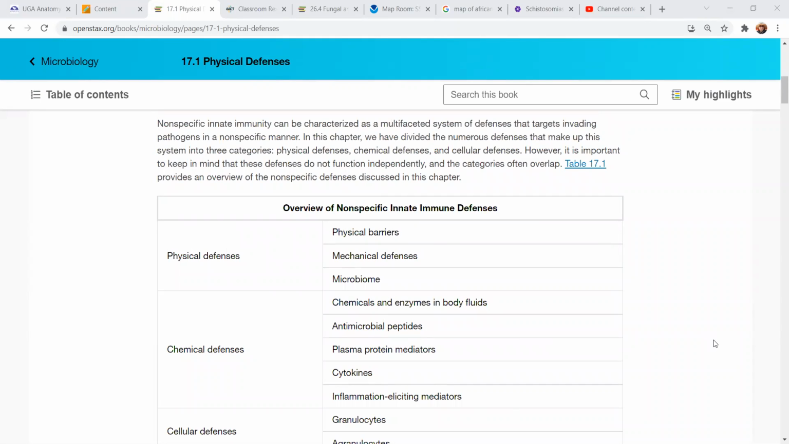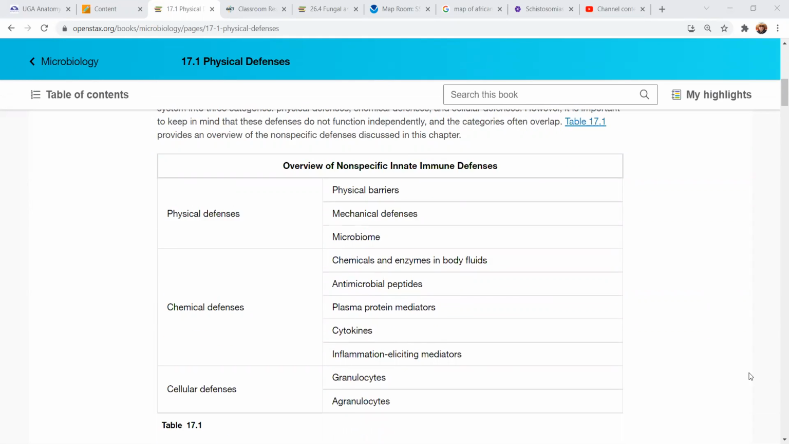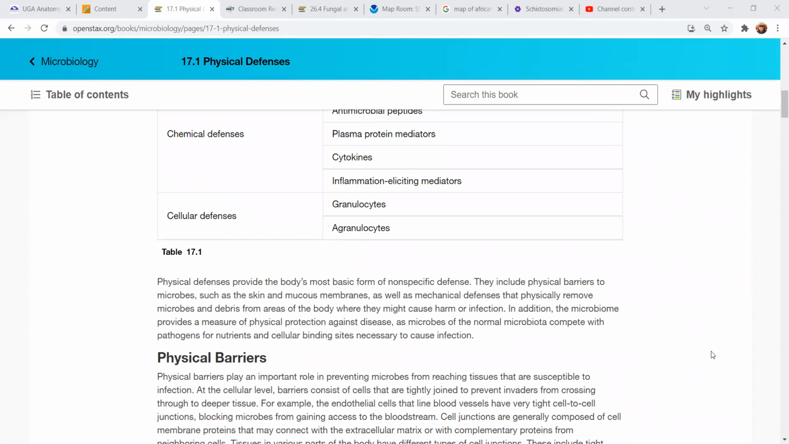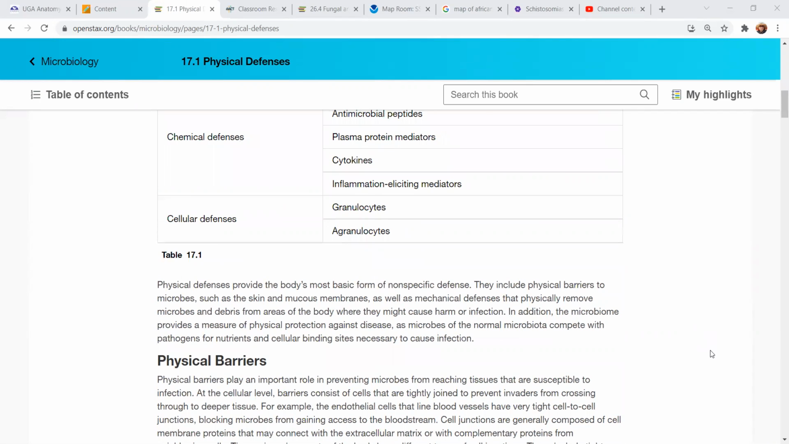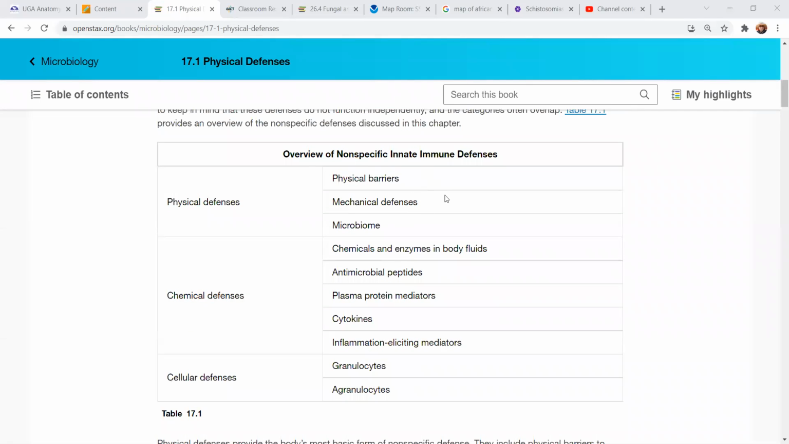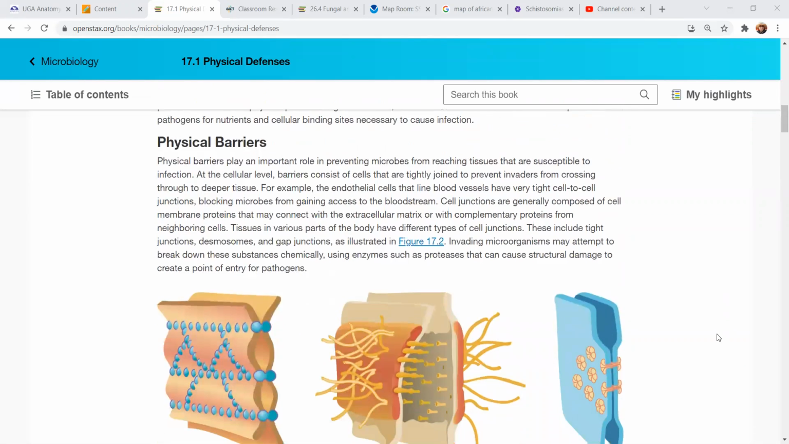attack. If we think about all of the times that we have acquired some type of infectious illness, there's 10 times that we haven't because of these defenses that we're born with, as well as those that are specific that we'll get to in the next chapter. So the physical defenses that we're going to look at here are the most basic form of non-specific defense. So we have physical barriers, mechanical defenses, and then our microbiome.